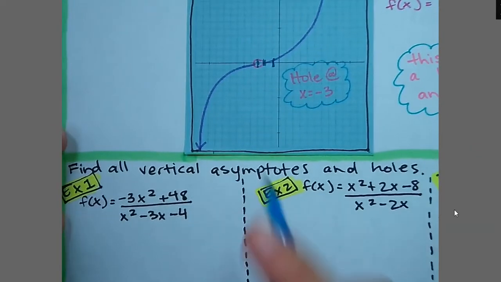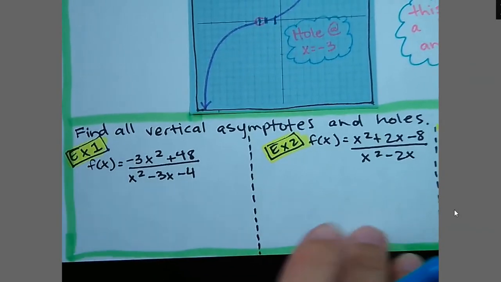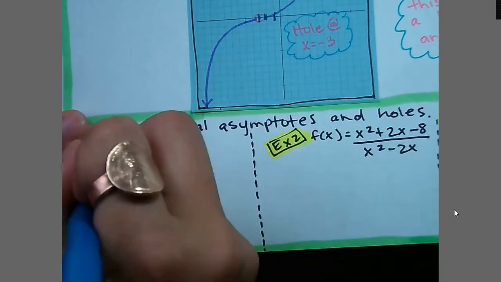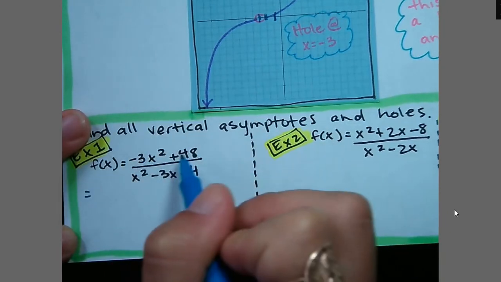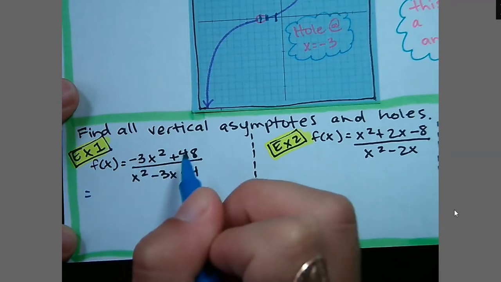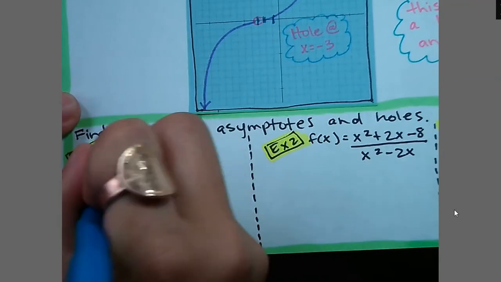Okay, for these, I want you to just find all the vertical asymptotes and all the holes. So starting here, what we're going to do is we're going to factor this. The first thing that you want to do in any factoring is ask yourself if there's anything these two terms have in common. Here, yes, they do. 48 is divisible by 3, so we're going to go ahead and pull out the -3.